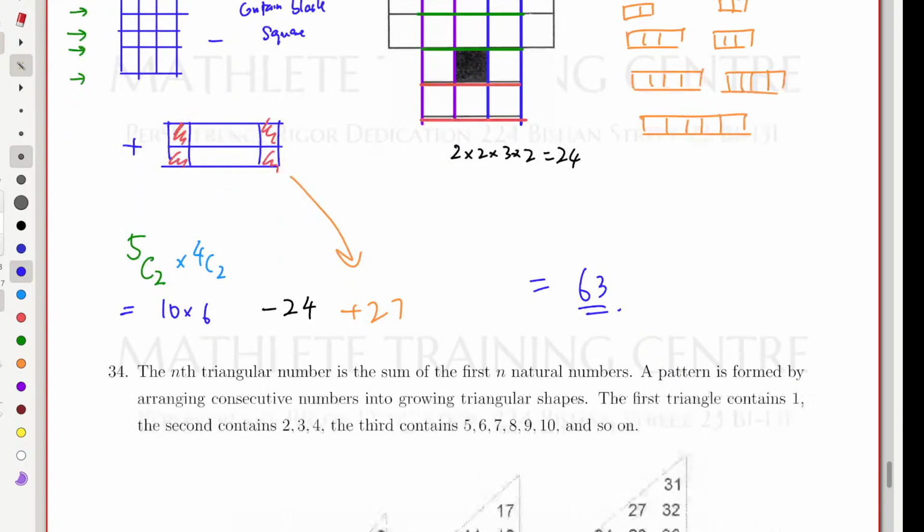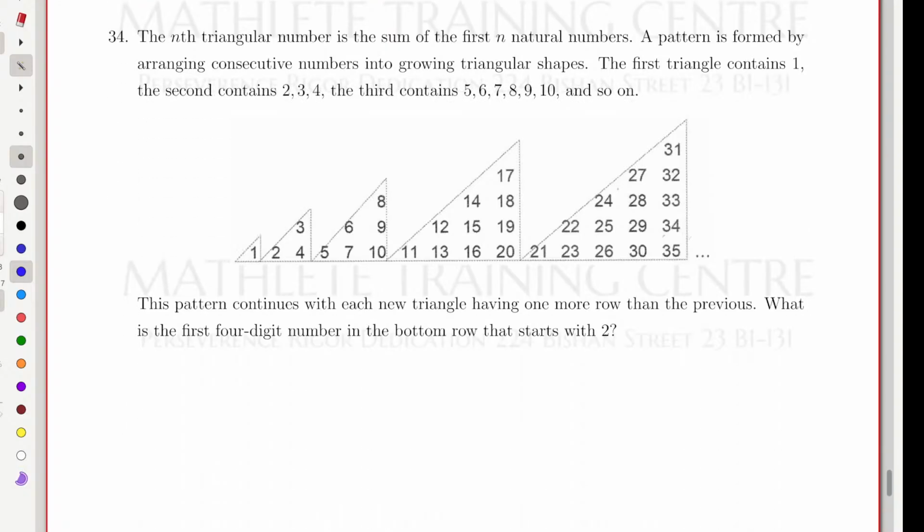Okay, question number 34. Question number 34, we have the nth triangular number is the sum of the first n natural numbers, and a pattern is formed by arranging consecutive numbers like this. And the pattern continues with each new triangle having one more row than the previous one. What's the first four-digit number in the bottom row that starts with 2?